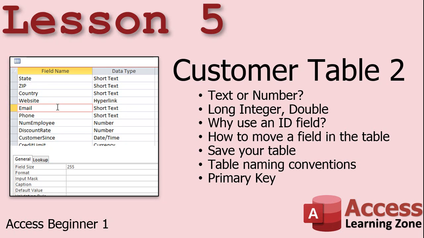In Lesson 5, we are continuing designing the customer table. We're going to decide whether or not certain fields need to be text or number, like phone number, for example. Are we going to store that as a text or as number? We'll see the difference between long integers and doubles, why we want to use an ID field, an auto number field, how to move fields around inside the table, saving your table, of course, table naming conventions, and we'll talk about primary keys and indexing.